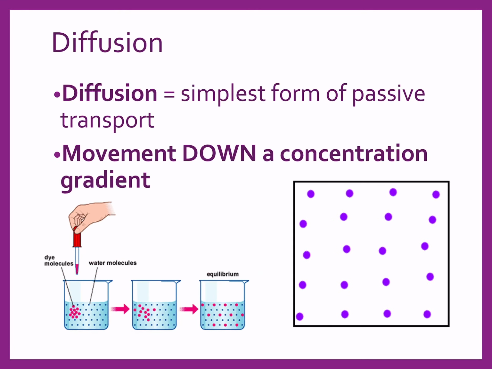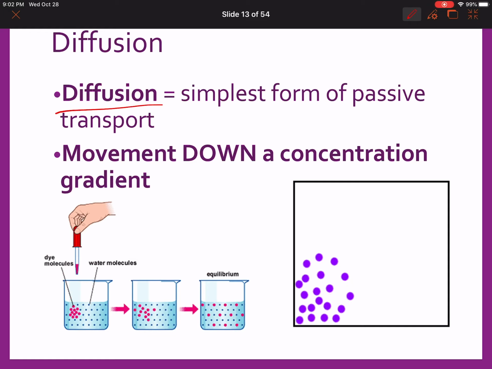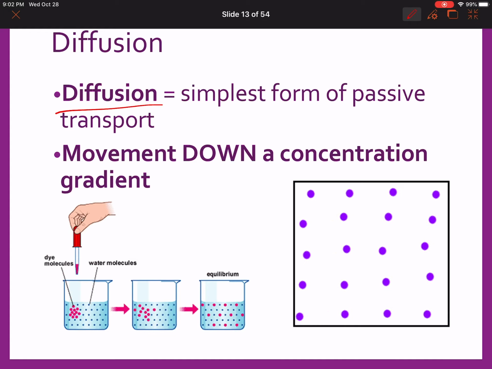Yay. All right. Diffusion. Simplest form of passive transport. Diffusion moves from high concentration to low concentration, from high to low. So we say it moves down. That is going down. Yep.